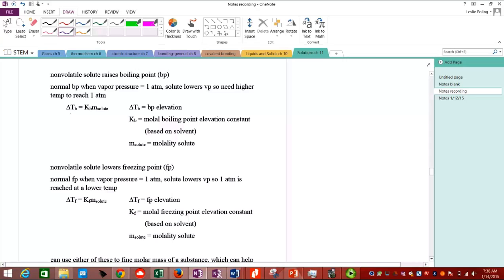So our equation, and the book writes it without the subscript B's, and that doesn't matter. I just wanted to keep boiling point straight. So delta T is the boiling point elevation. How much higher than the normal boiling point? So it doesn't tell you the new boiling point, it tells you the change. K sub B is the molal boiling point elevation constant based on a solvent, and we can look those up.